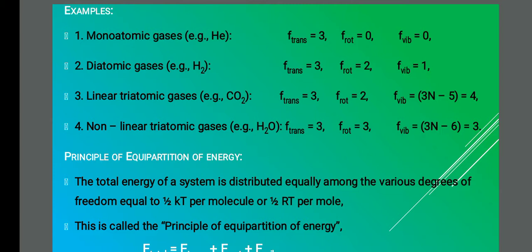Helium is a monatomic molecule, hydrogen is a diatomic molecule, and carbon dioxide is a linear triatomic molecule. Water is a non-linear triatomic molecule. I think you are able to understand what I am saying here.